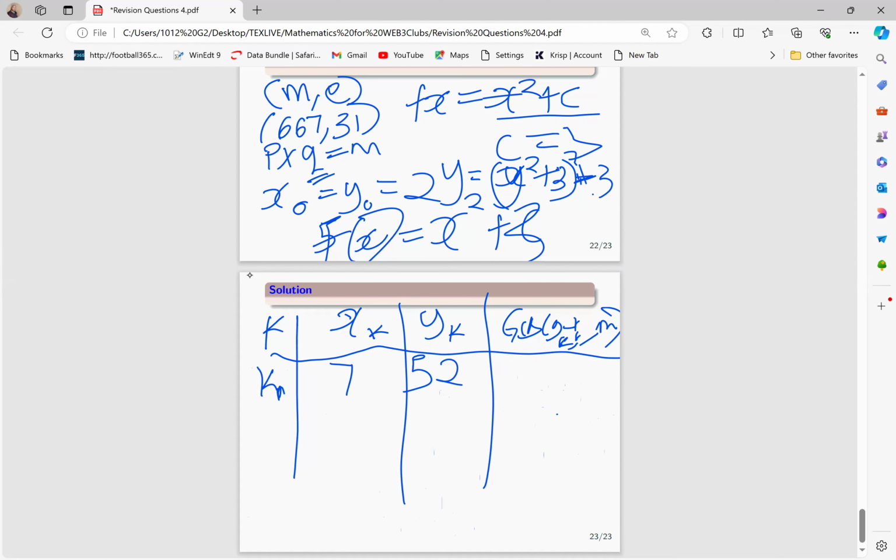So what is the GCD of 45 and 667? GCD of 45 and 667 is 1. So since it's 1, we move to the next step. We have to find K2. So for this one, we use the previous value of x, which is 7. So 7 squared is 49. 49 plus 3 is 52.